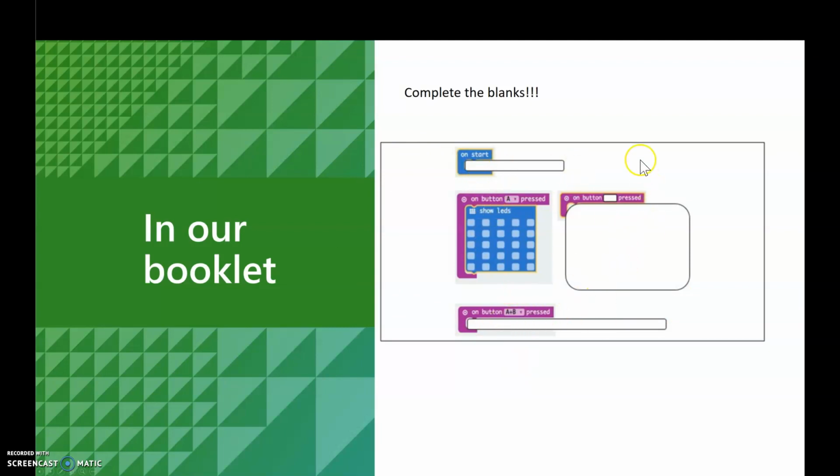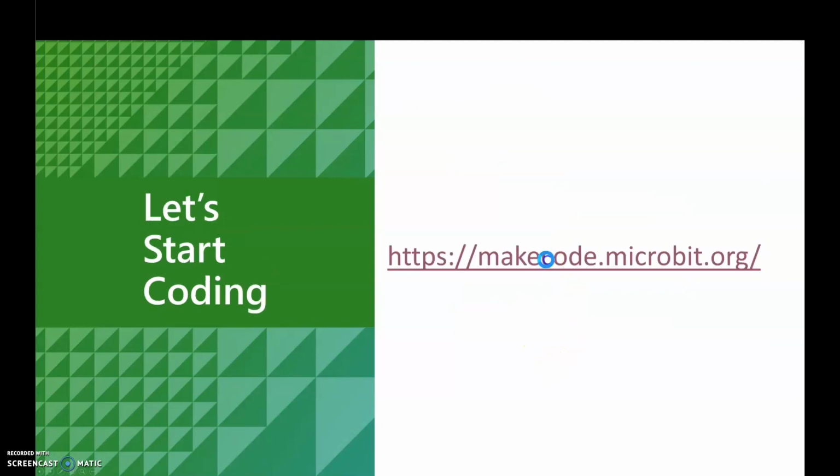So what I'm going to do is I'm going to put my name on startup. On button A, I'm going to put an image. On button B, I'm also going to put another image. And on button A plus B together, I'm going to make a noise. Let's go to MakeCode and get started.